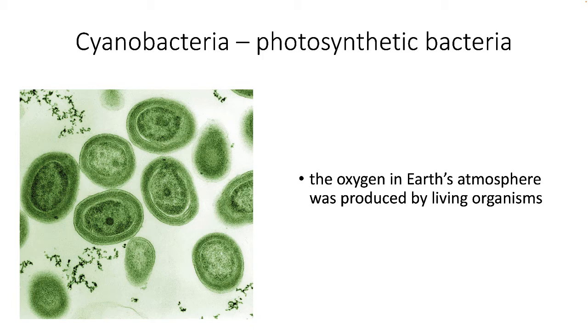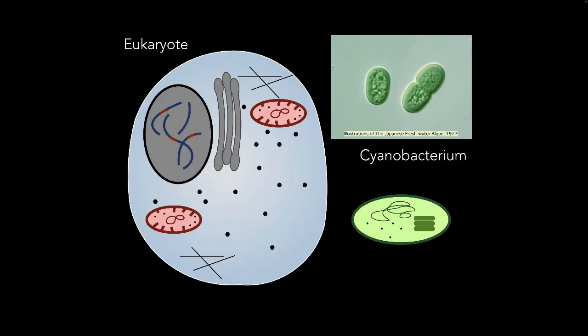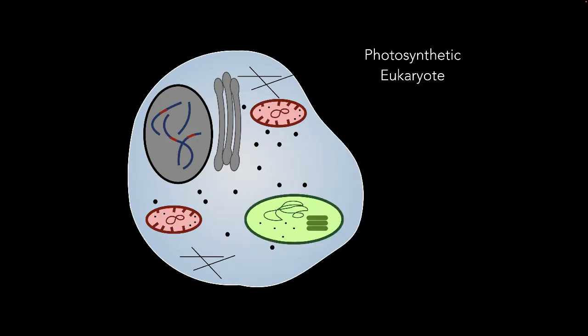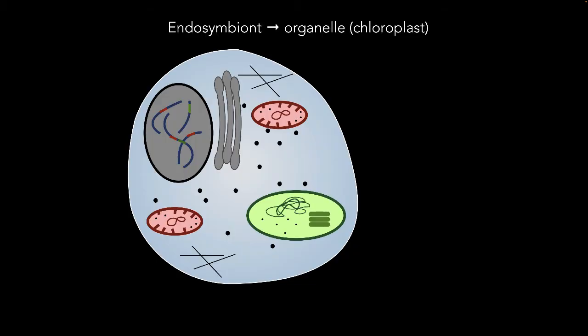In fact, Earth's early atmosphere had very little oxygen. The oxygen in the atmosphere that we breathe comes from living organisms. The ability to photosynthesize was acquired by eukaryotes via a process called endosymbiosis, in which a eukaryotic cell engulfed a cyanobacterium. And over time, it became an integral part of the cell. We now call these endosymbiotic cyanobacteria chloroplasts. Chloroplasts allow photoautotrophs to capture carbon dioxide and fix it in the form of organic molecules.